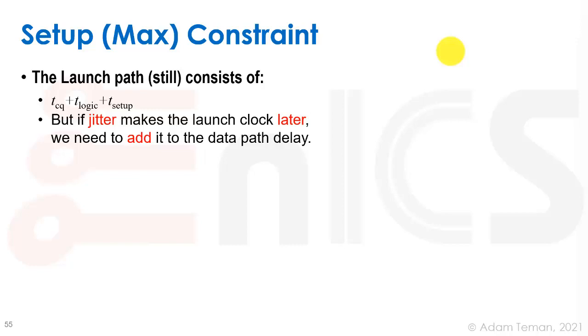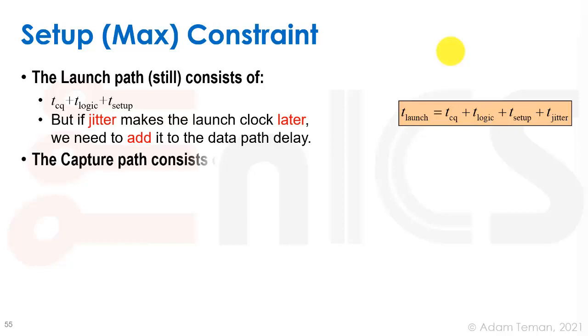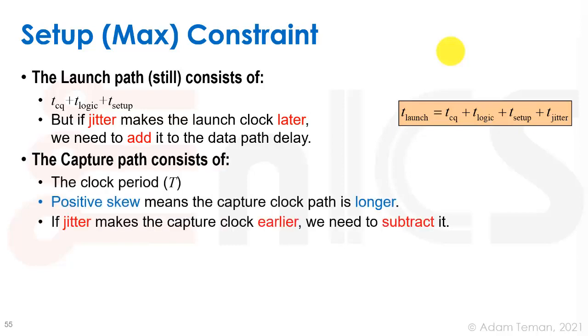Let's say our capture edge arrived a bit early. So what happens is actually we would go over here and we would say our T launch is TCQ plus T logic plus T setup plus the jitter, and the capture is again the clock period with the worst case jitter, which means it made our period shorter.